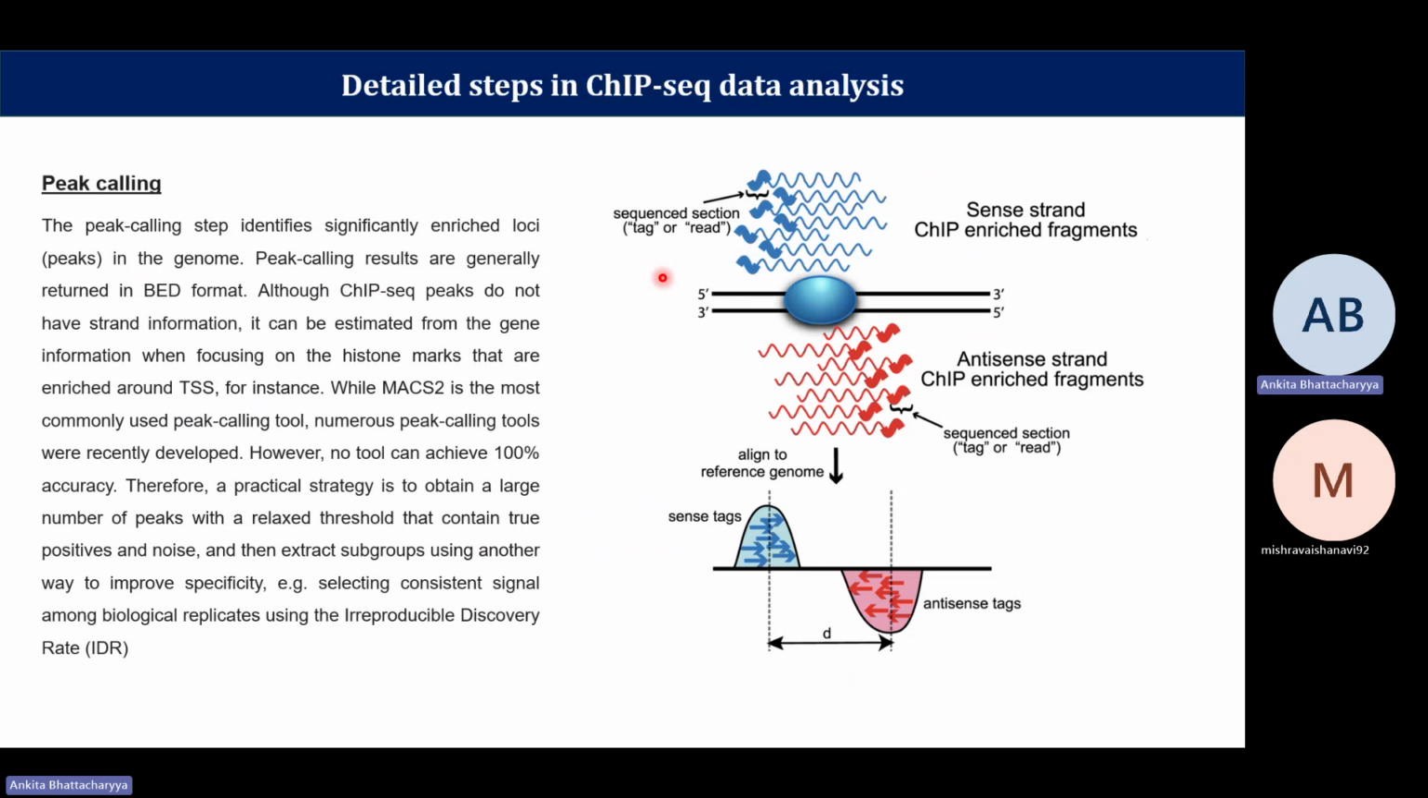A better idea is to obtain a large number of peaks with a relaxed threshold that contains both true positives as well as noise. And from there, you extract subgroups using another method to improve specificity. One example of that is selecting consistent signal among biological replicates using irreproducible discovery rate, or IDR.